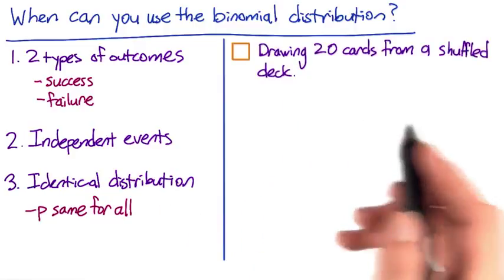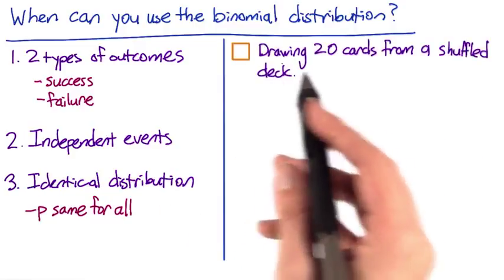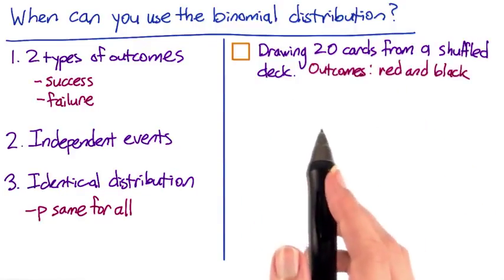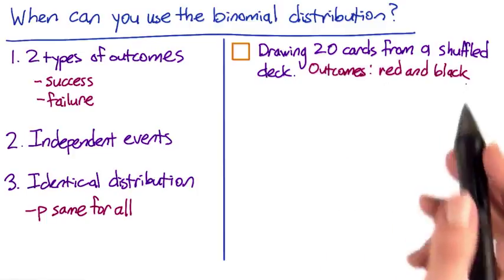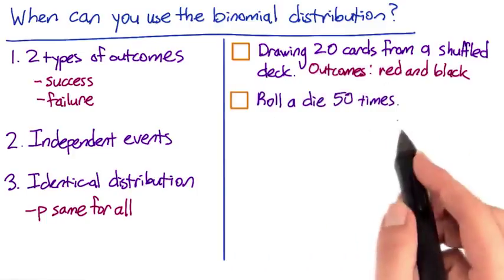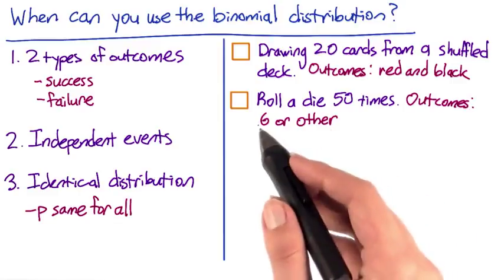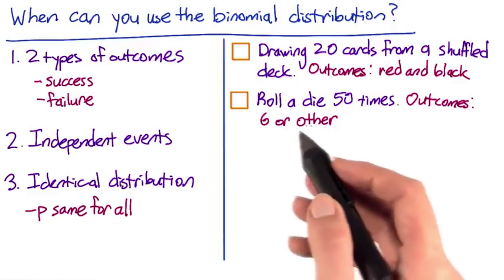First, suppose you shuffle a deck of 52 cards, and you draw and hold the first 20 cards. Each card is an event, and the outcome is whether the card is red or black. Next, suppose you roll a die 50 times. Each roll is an event, and you choose to label 6 as a success and any other result as a failure.